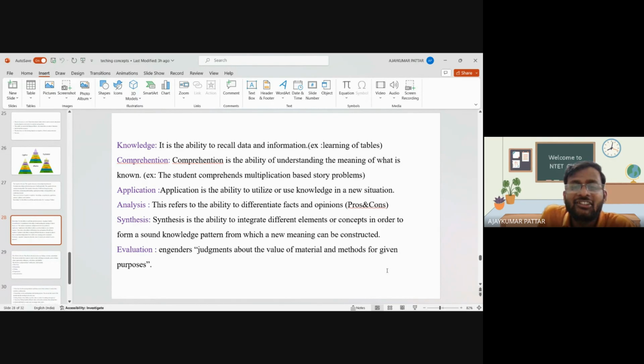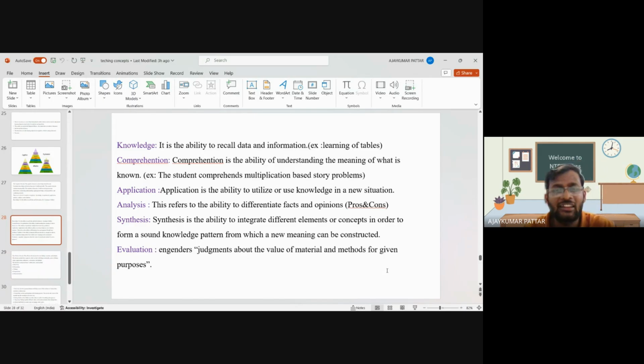What is comprehension? Comprehension is the ability of understanding the meaning of what is known. What comes after knowledge? Comprehension. We are comprehending something based on this multiplication knowledge. We are solving the mathematical problem. That is comprehension. Comprehension is the ability of understanding the meaning of what we know.